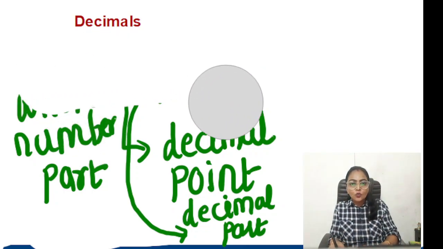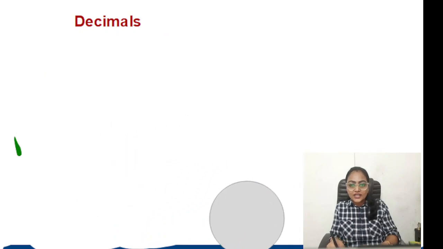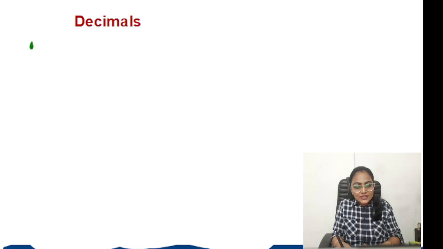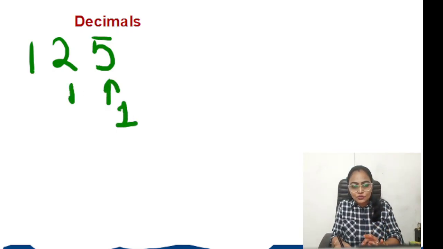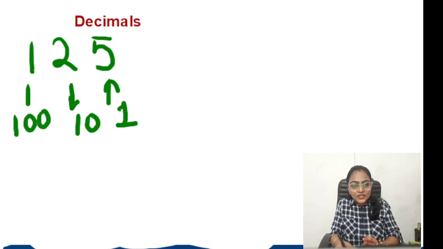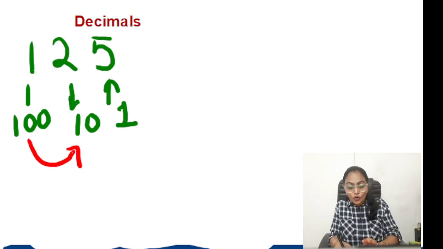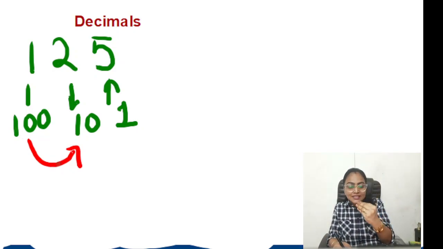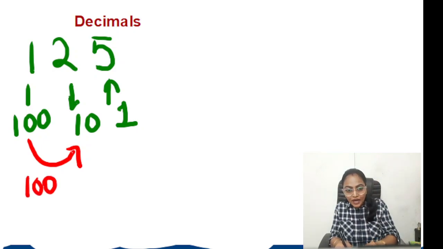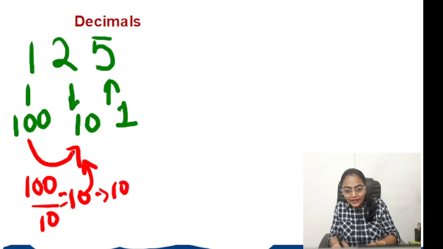Clear? Now we will see the place value of decimal numbers. We will start with a normal whole number, that is 125. In this case, this 5 is at 1's place, this 2 is at 10's place, and this 1 is at 100's place. If we observe it carefully, as we move from the left-hand side towards the right-hand side, the place value gets divided by 10. 100 divided by 10 will give me 10, that is this place value. Again, 10 divided by 10 will give me 1, that is this place value, right?